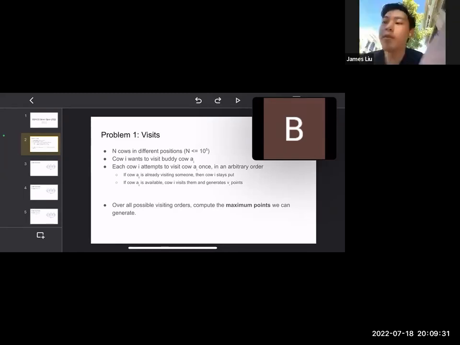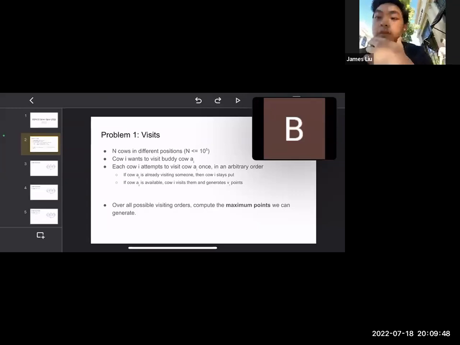Because it's arbitrary, you can do it over any permutation. So like cow 3 can go first, then cow 1, then cow 2, or cow 2 can go first, then cow 1, then cow 3. And basically, you want to determine some kind of visiting order such that we can get the maximum total points generated from these visitations.